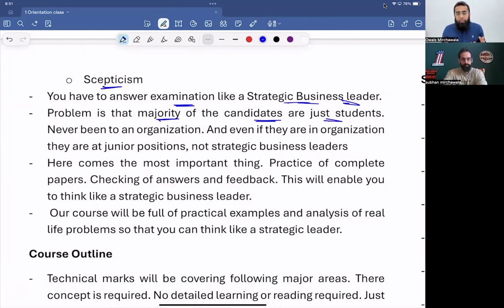Now, what do I mean by this? See, what happens at this level is that the examiner will not say that your answer is wrong. Listen to me. The examiner will not say that your answer is wrong. He will say that your answer is not impressive.